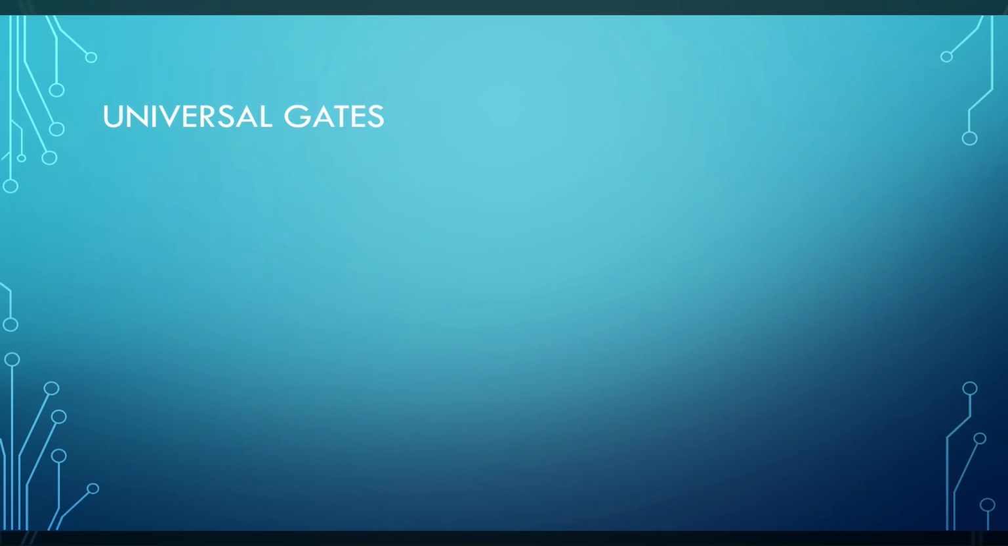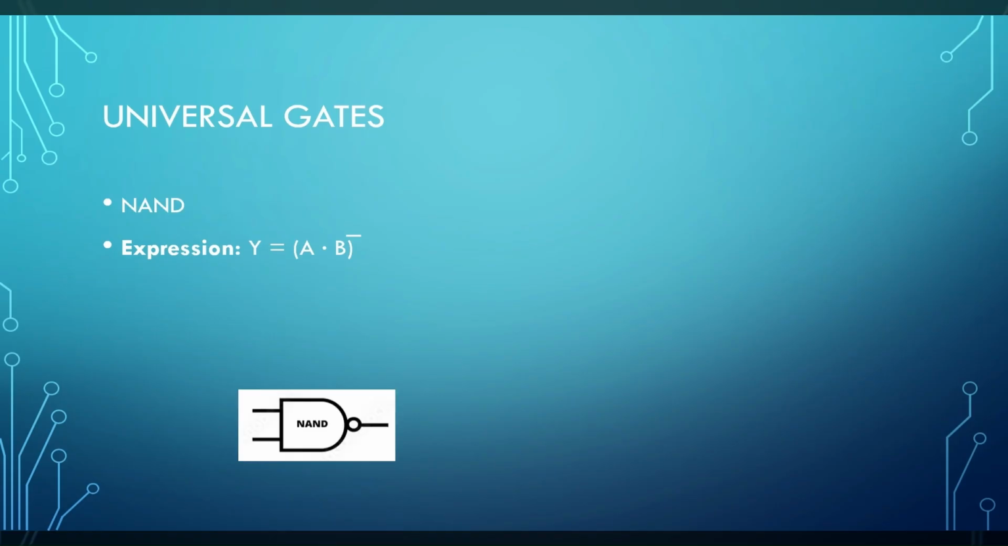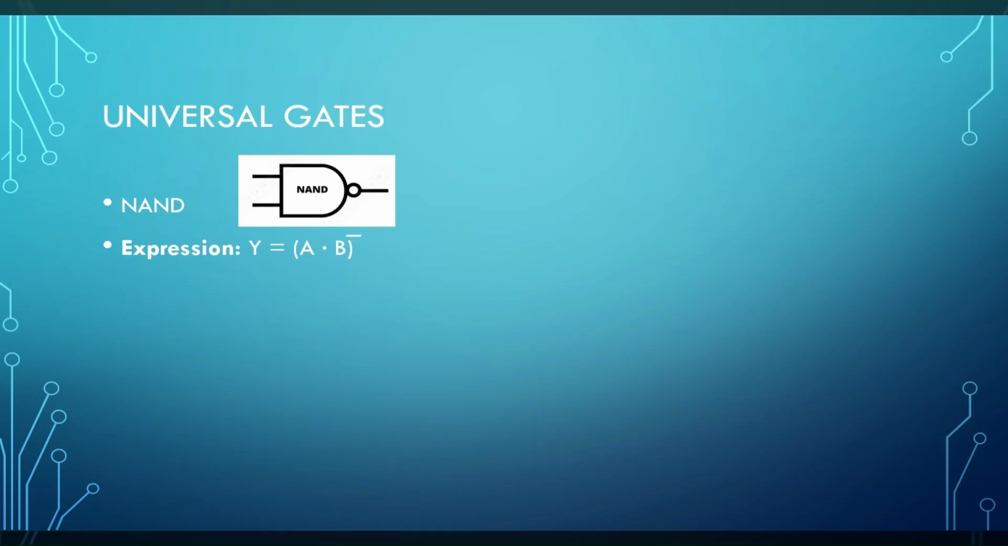So let's study the NAND gate first. As the name suggests, it is the inverse of AND gate. So basically AND gate is y equals a into b, and if we put a bar on top of it, we get the NAND gate. The symbol for this is the same as the AND gate, and from the inverter gate we put a small circle in front of it, and that becomes our NAND gate.